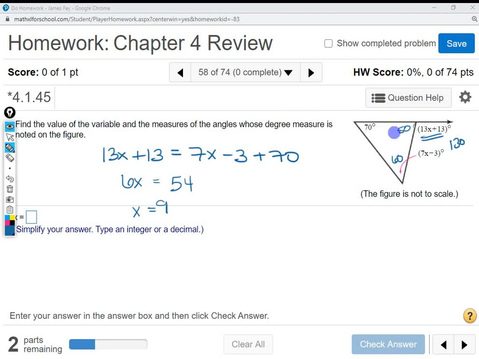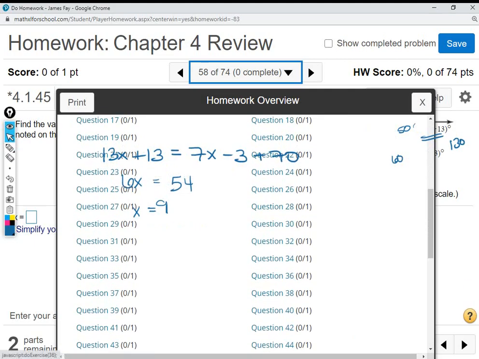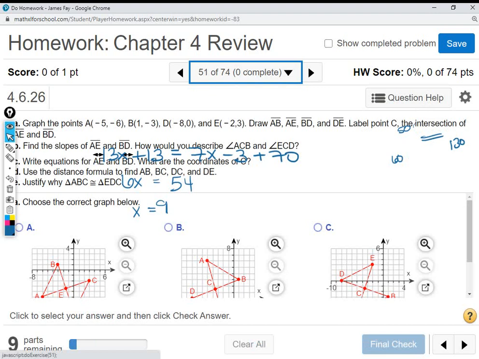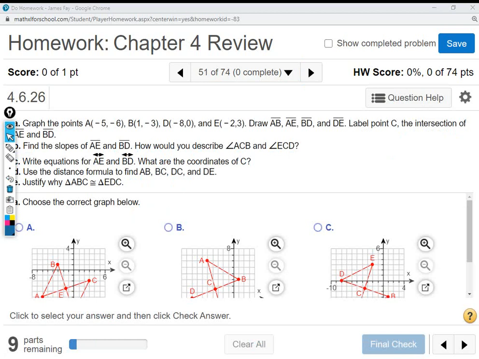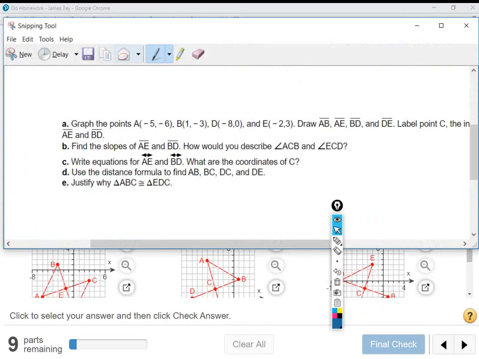Okay. Anything else on there? 51? Yeah. Let me pull this one off and we'll do it in OneNote, be easier. Yes.